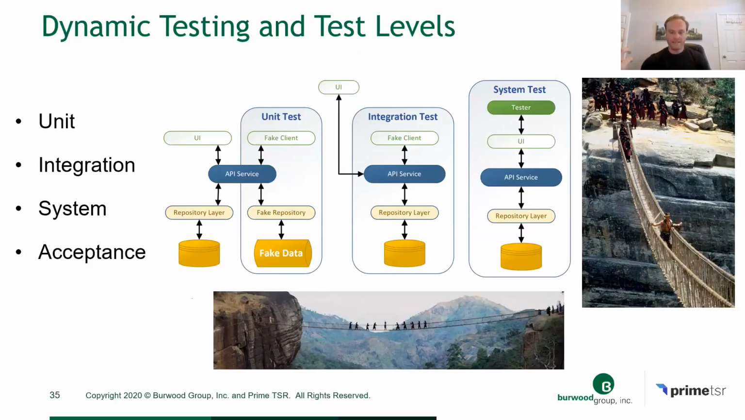So dynamic testing versus static testing, this is where you need your code compiled. And there's unit testing, integration testing, system testing, and finally user acceptance testing. When you're unit testing, you're testing the smallest unit, and everything around it, both in and out, should be controlled. So you'll set up a fake client or a fake repository if you're testing an API service.